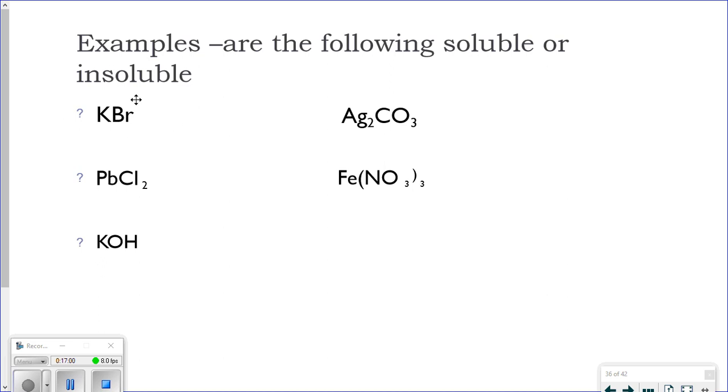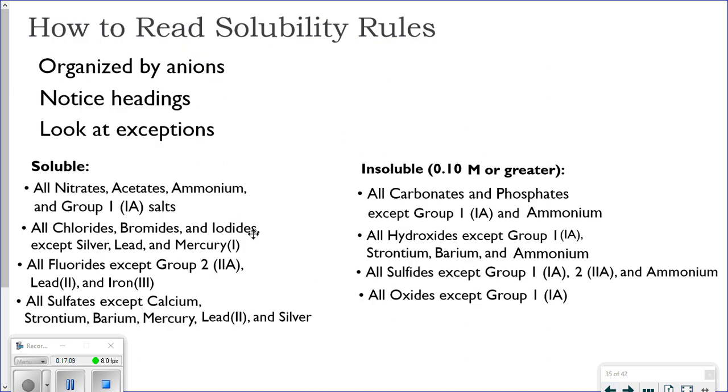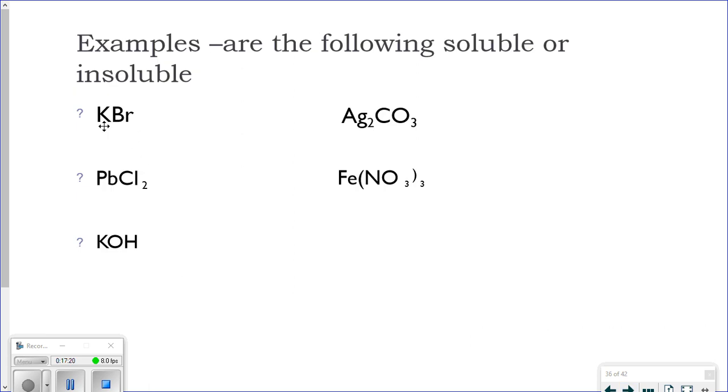Let's first look at potassium bromide. So we want to look up the rule for bromide. So that's the second bullet under our soluble list. It says that bromides are soluble except silver, lead, and mercury. Potassium is a group 1 salt, so it's automatically aqueous. But you could go based off of your bromide rule or your group 1 rule.